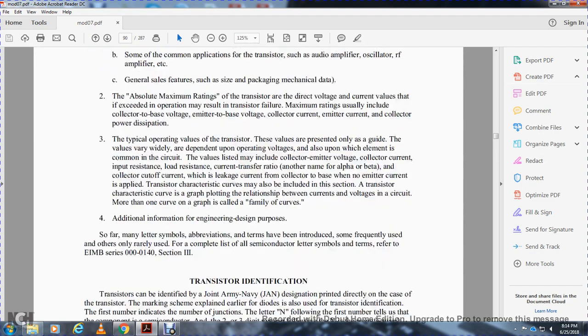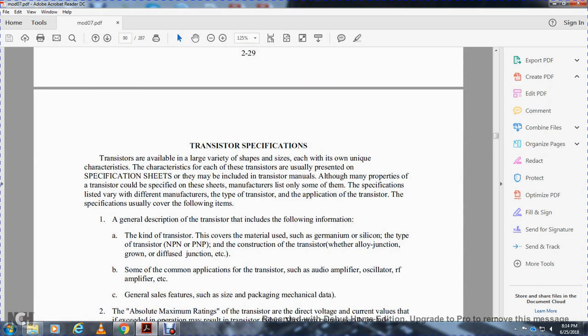And I think we're going to cut the tape there. We're about halfway through. Transistor specifications.